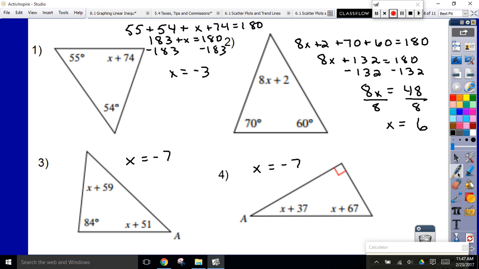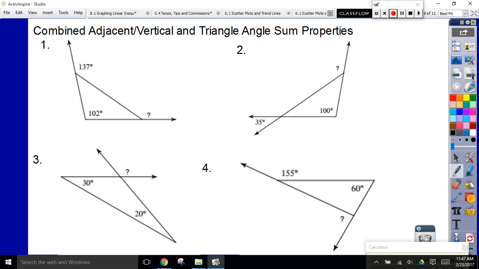Okay, moving on, let's look at some of the more challenging examples that combine some of our adjacent and vertical angle properties along with the triangle angle sum properties. Okay, number 1, you have a triangle and you also have what's called the exterior angle of the triangle, which is what happens if you extend one of the lines of the triangles. Does anybody have any idea what we could find first?